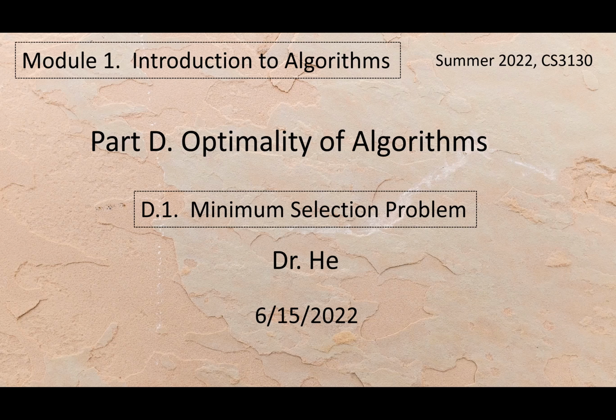We start with a simple problem first. Then we use this problem to study the optimality question. All right. First, let me give you our problem number 4. Find the minimum of an array.